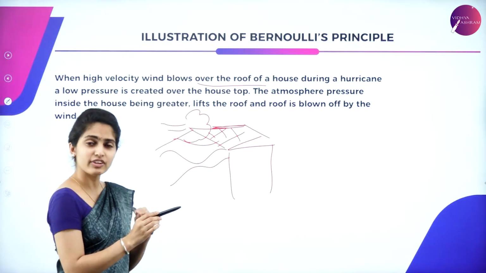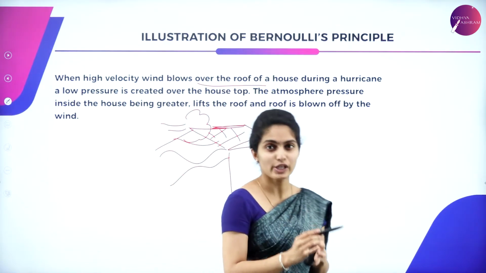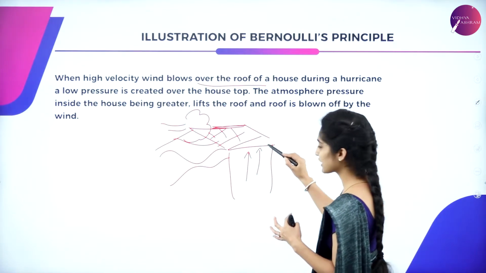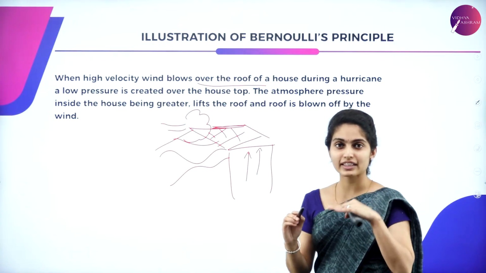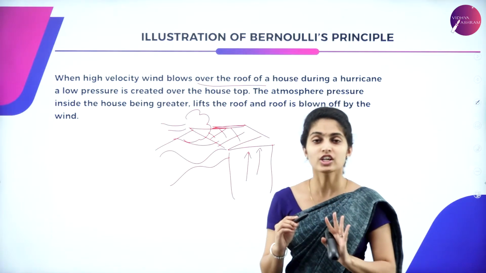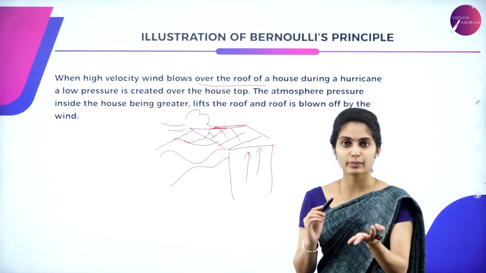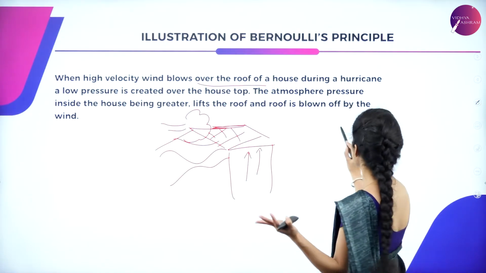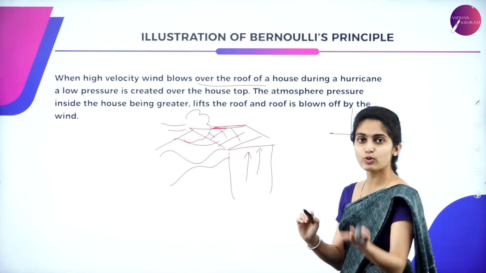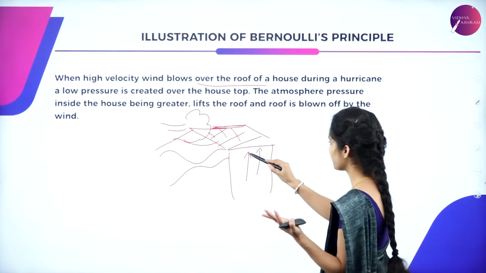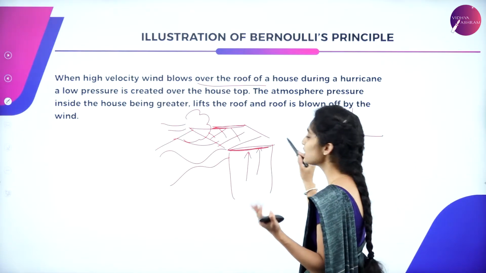At the position very near to the roof, the pressure is low, and there is atmospheric pressure acting from inside the house on the roof. That atmospheric pressure is the force acting perpendicular on the surface. So when it is atmospheric pressure, the pressure acts perpendicular to this roof.